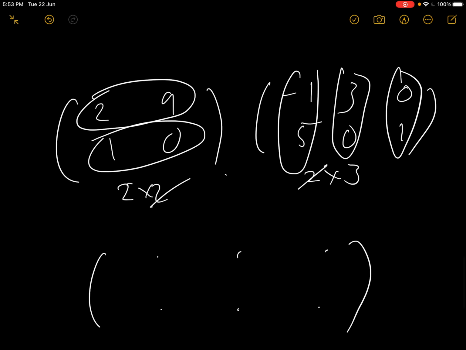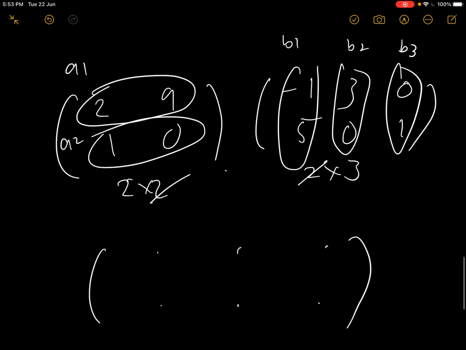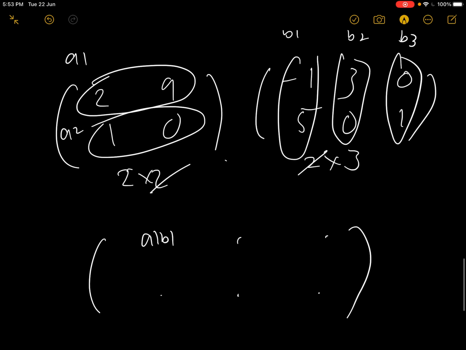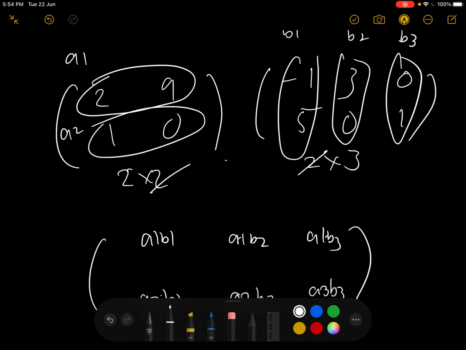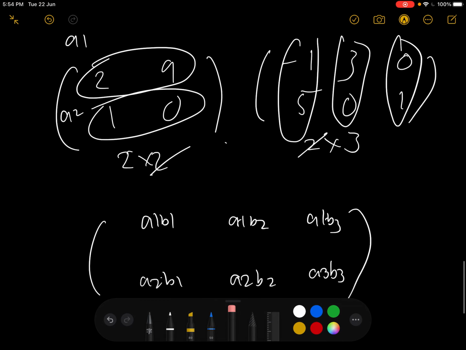For example, let's say this is A1 and A2. This is B1, B2, and B3. So you want to multiply them by the corresponding things and then substitute them in your slot. So A1B1, A1B2, A1B3, A2B1, A2B2, A2B3. So that's where your numbers have to go. So let's start with A1B1 first.